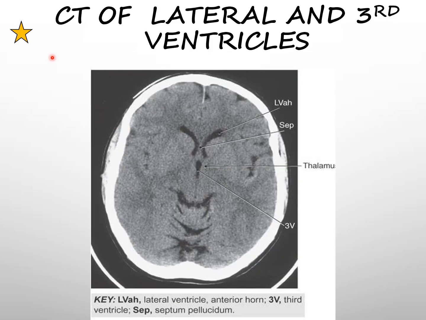All right, so an important slide to remember. This is a CAT scan of the lateral and third ventricles. Again, this is an axial cut. This would be your left side, this is your right side. The nose would be up here, the eyes would be here, the back of the skull is here. For the lateral ventricles, it says anterior horn, so this is the front of the lateral ventricles. We have our thalamus in the center to give you a landmark, and then our third ventricle is right here in the center as well.